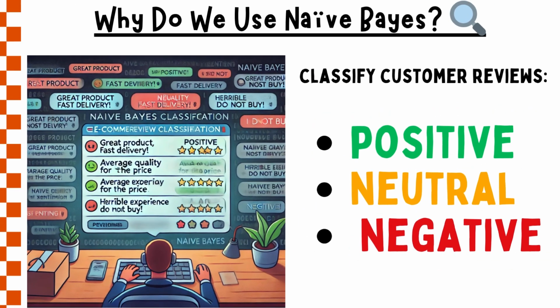Real-life example. E-commerce companies like Amazon and Flipkart use Naïve Bayes to classify customer reviews as positive, neutral, or negative in real time. Of course, it isn't perfect. We'll discuss its limitations later.